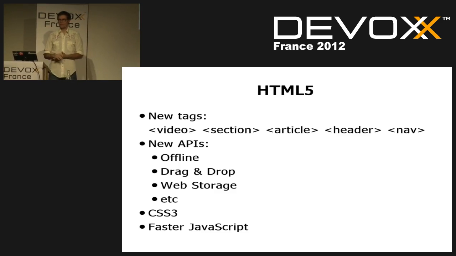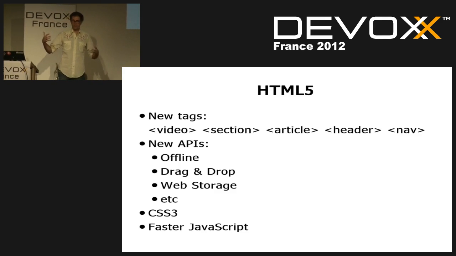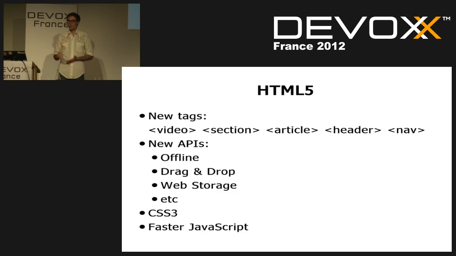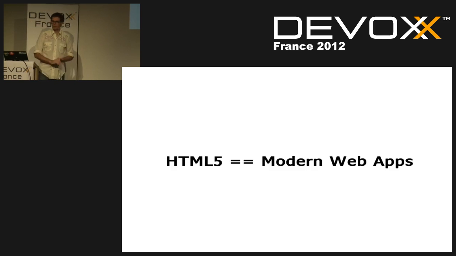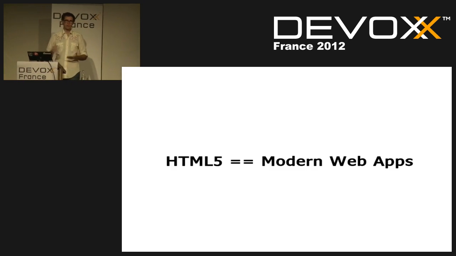There's no spec that says, hey, faster JavaScript, right? It just has happened because us web developers have pushed on the browsers and said, make these JavaScript engines faster. And now that they're faster, we can do a lot more with them. Okay, so HTML5 really just is modern web apps for most of our sakes.